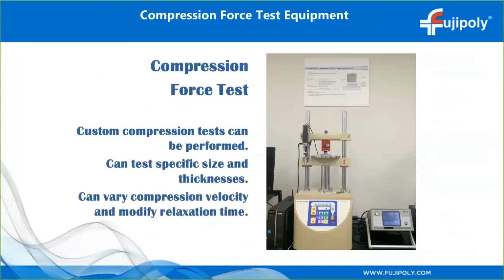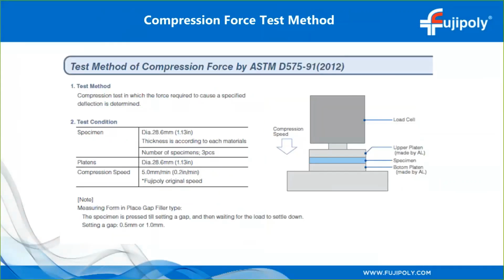So the equipment that we use to perform the compression test is shown in this picture here, and what this equipment is capable of is testing a specific size and thickness. We can vary the compression velocity, we can modify relaxation time, and set the equipment to compress the material to a certain percentage of its thickness. The sample size that we'll be using today is a 1-inch square and a 1-inch square platen, and the compression speed is 5 millimeters per minute.